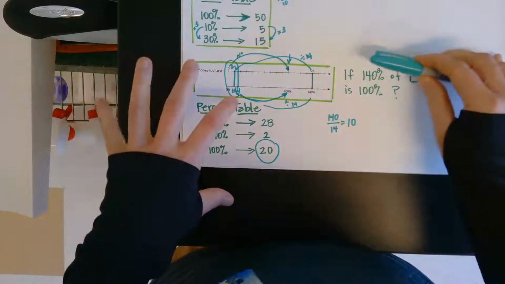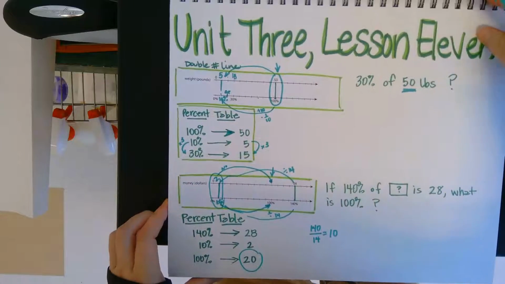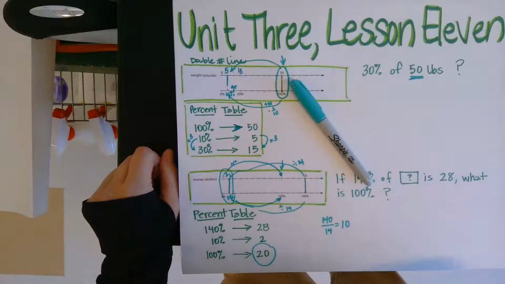So hopefully this really helps you see this connection between our double number lines and our percent tables, which are both really similar and wonderful tools for us to solve these percent problems.